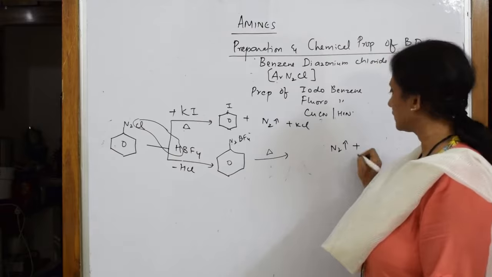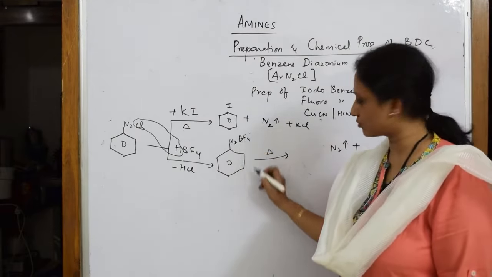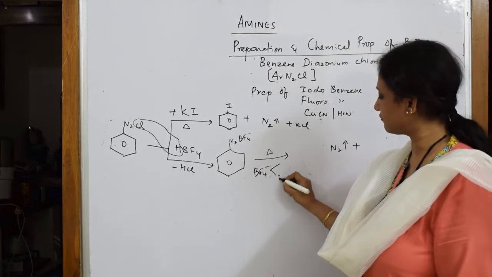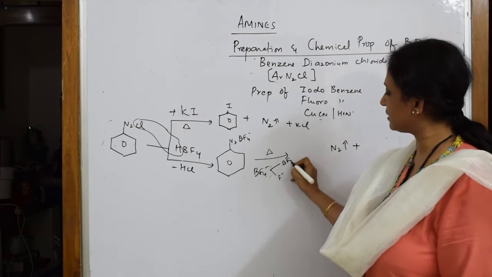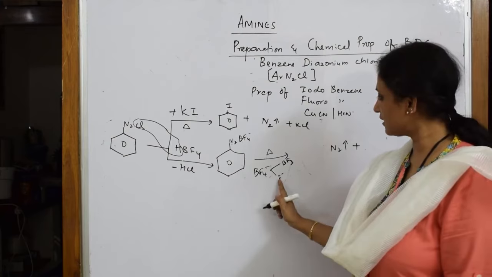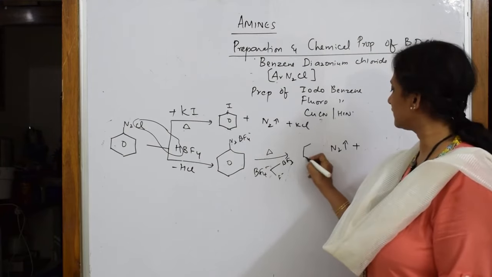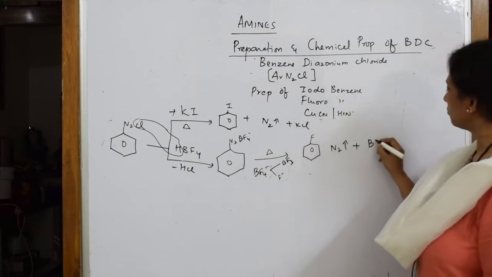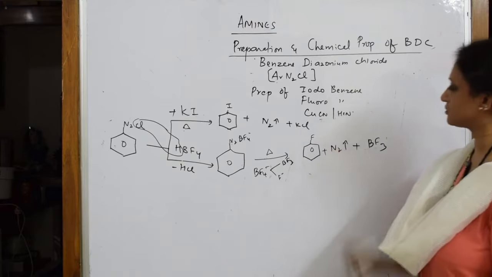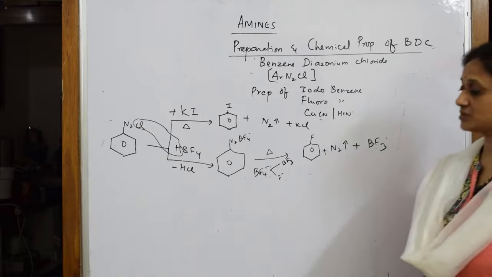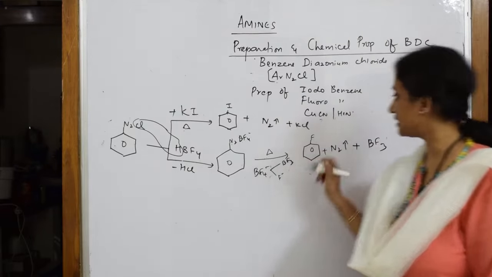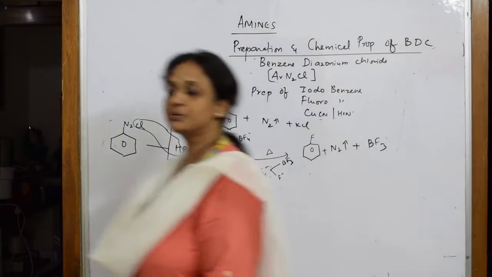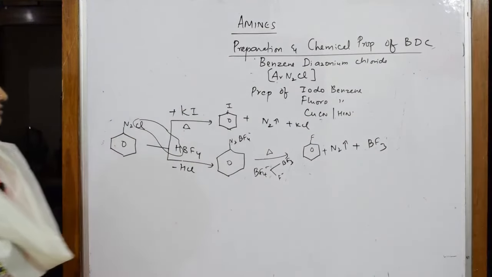Plus, your BF4 is going to dissociate into two ions. One is F minus and the next one is BF3. This F minus is still existing there. Fluorobenzene plus your boron trifluoride is out. 1, 2, 3. This is how you're going to prepare fluorobenzene. So this is your iodobenzene, this is your fluorobenzene. Simple, isn't it? I've prepared from BDC using both reagents.